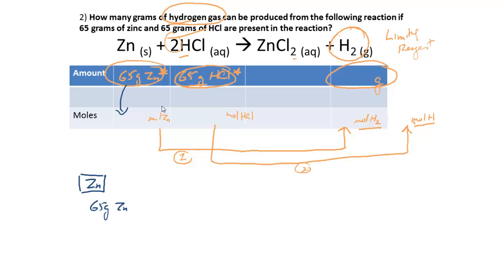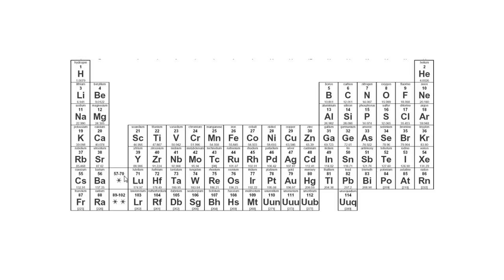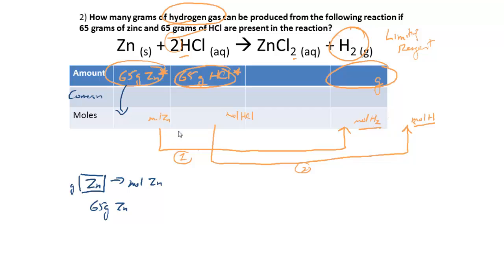So to go from grams of zinc to moles of zinc, that seems perfect, I probably need the periodic table. So my conversion is going to be on the periodic table. Let's see if I can pull one up. Right here. Okay, so zinc, 65.39. And remember, it tells me the grams that are in 1 mole.